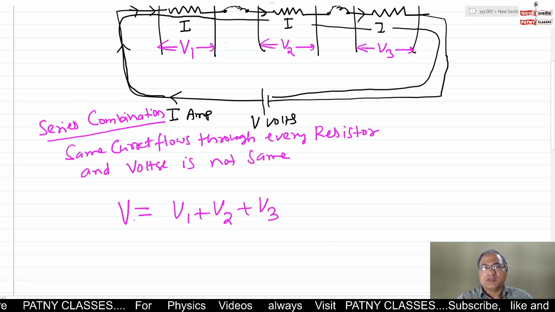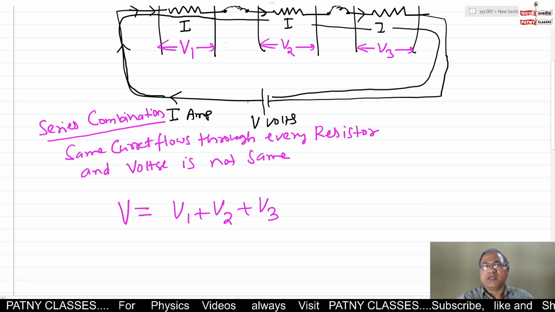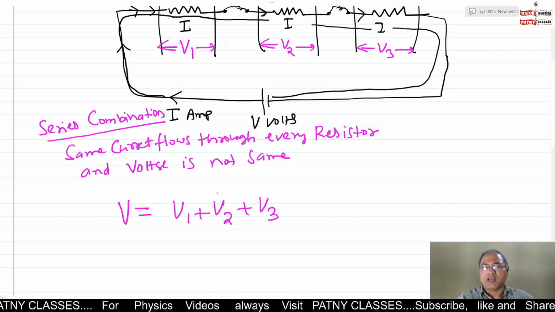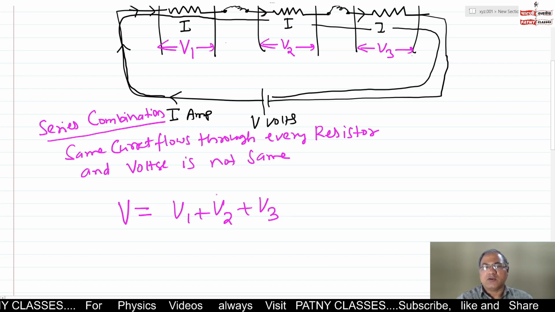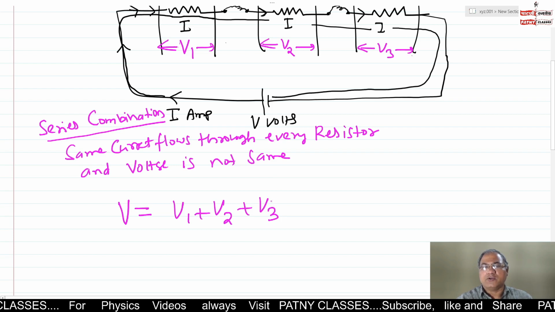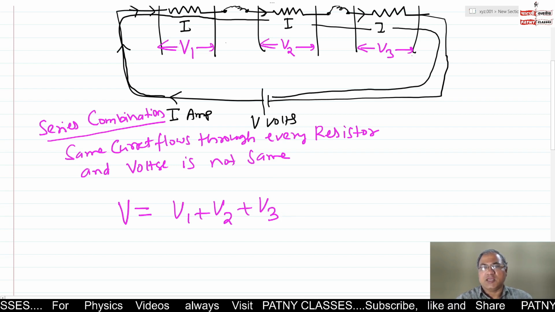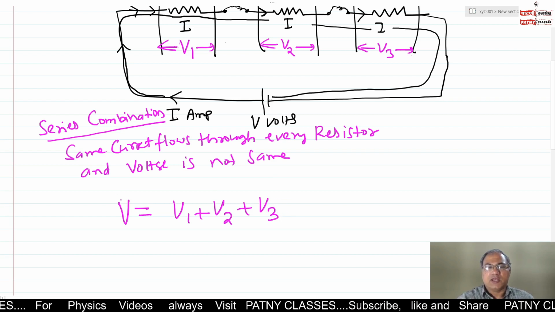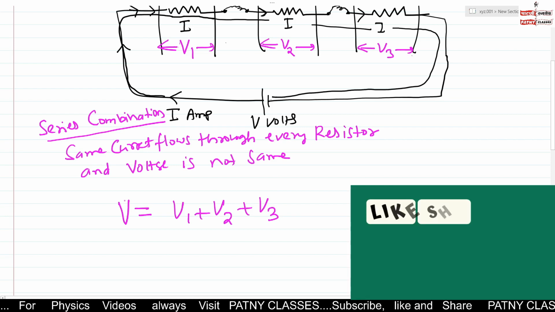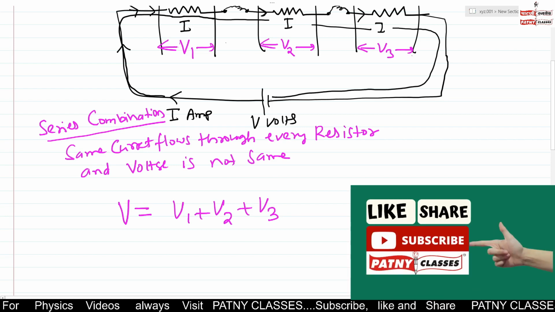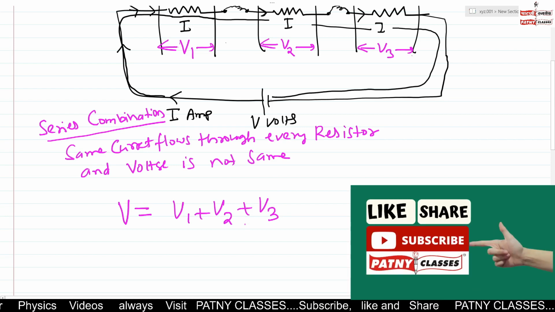That is, if you add all the voltages of R1, R2 and R3, the voltage across R1, the voltage across R2 and the voltage across R3, if you add all of them, then you will get the supply voltage. Therefore, V equals V1 plus V2 plus V3.